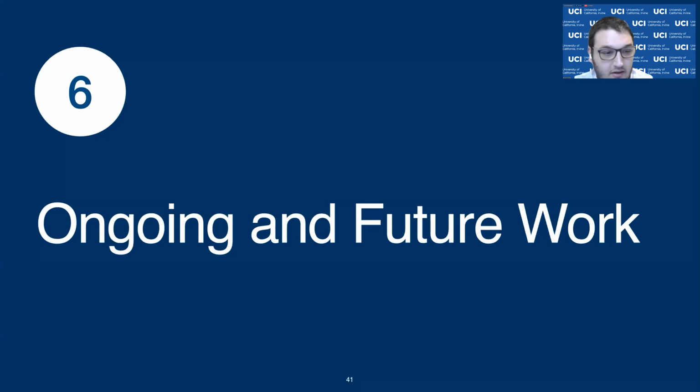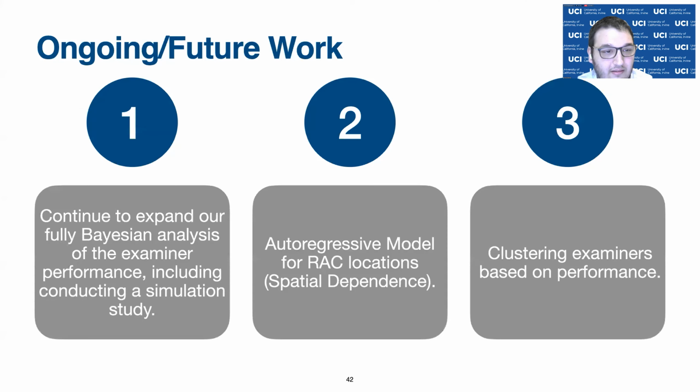So then I have ongoing and future work that we're working on now, mainly to address some of the limitations that I've already discussed. The first one is we're going to continue to work on our fully Bayesian analysis. This includes conducting the simulation study, which is a big part of building our model to understand how it will change based on the data. The next is to build an autoregressive model for rack location, which will ease the independence assumption.